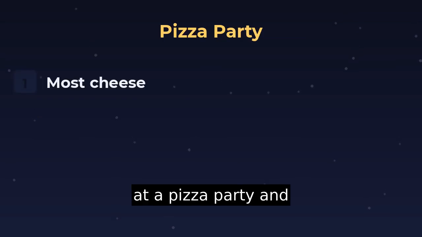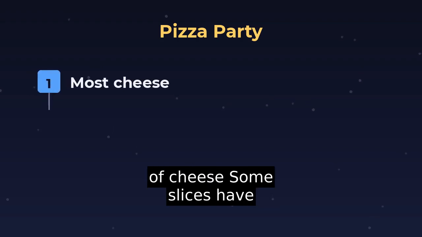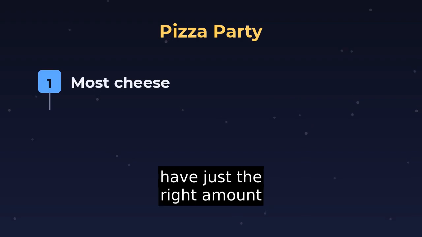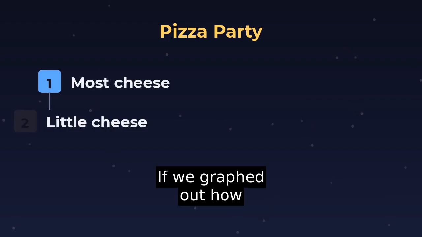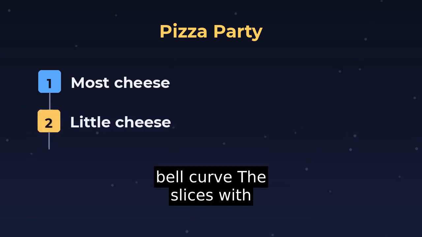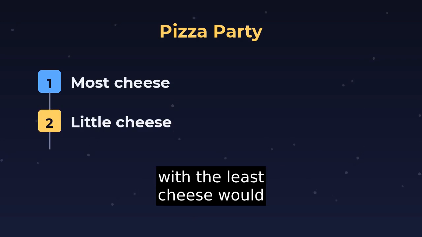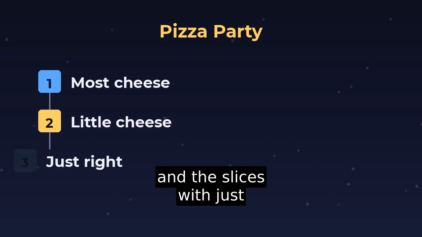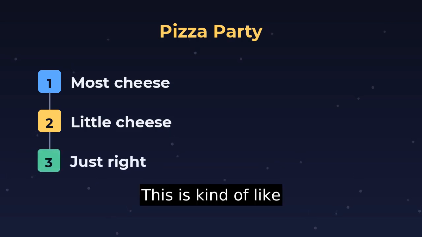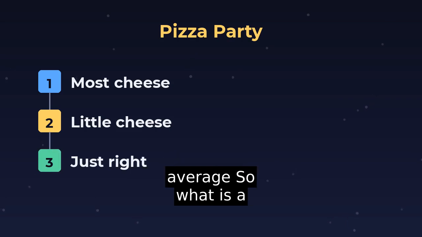Imagine you're at a pizza party and everyone gets a slice of pizza with a different amount of cheese. Some slices have a lot of cheese, some have a little, and most have just the right amount. If we graphed out how much cheese each slice has, it would look like a bell curve. The slices with the most cheese would be on one end, the slices with the least cheese would be on the other end, and the slices with just the right amount of cheese would be in the middle. This is kind of like a normal distribution, where most things are clustered around the average.